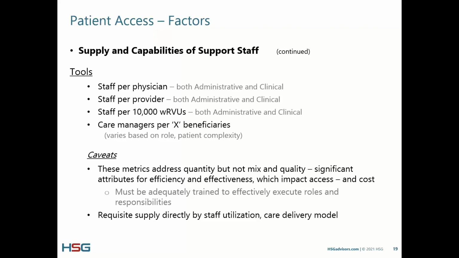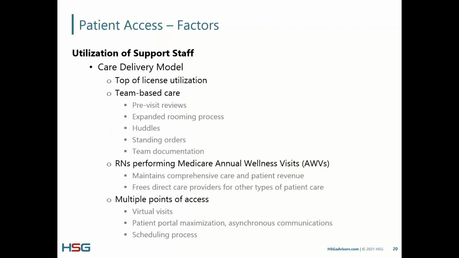The supply also will vary by care delivery model, and we'll talk about that here just for a second. If we look at where we're going in the ultimate care delivery model for the future, it requires top of license utilization of all of our support staff. And that's not just top of license, but top of capabilities. And training the support staff up to a higher level of capability so that they are able to very directly impact care delivery effectiveness and efficiency.